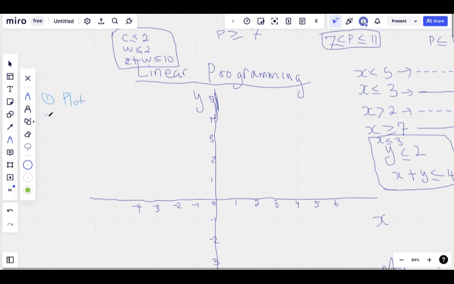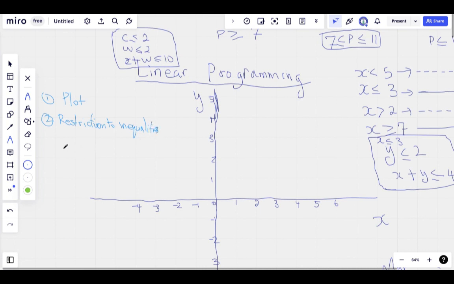Number 2 is changing your restriction to inequality. The restriction or condition that is given to you, changing them to inequalities. That's number 2.